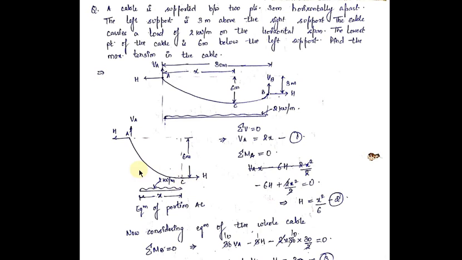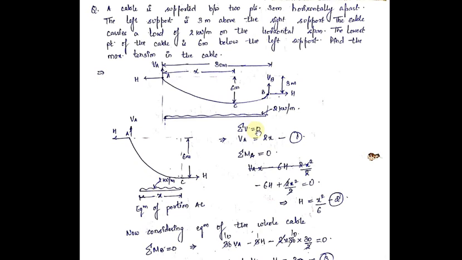On the left portion of point C, a UDL of 2 kilonewton per meter is also acting. Now we don't know the location of point C. So suppose point C is at a distance of x from the left support. Now in this free body diagram of AC, we will take the summation of all vertical forces equal to 0. If you see this diagram, there are only two vertical forces. One is the vertical upward reaction VA and the other is the UDL acting in the downward direction.